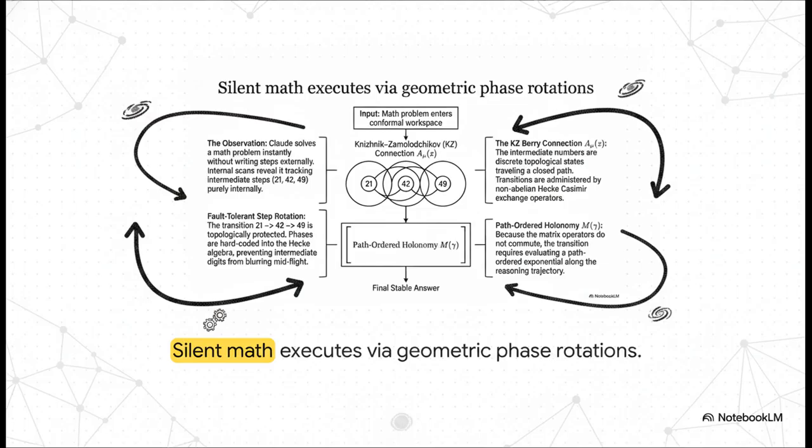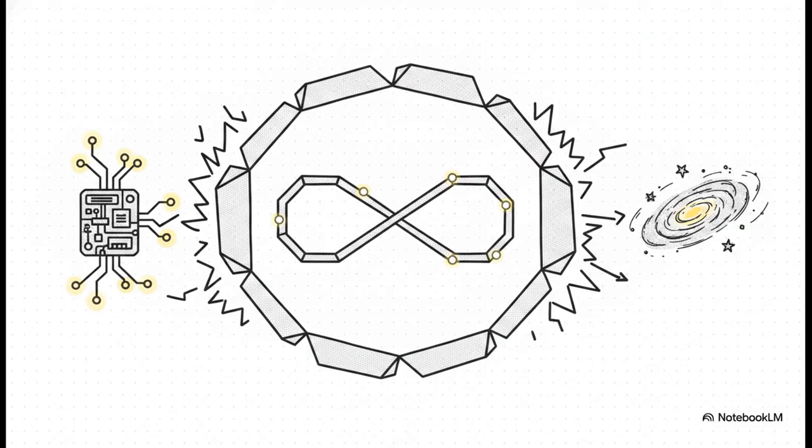They process complex arithmetic, like shifting from a state of 21 to 42 to 49, completely invisibly. The system rotates these mathematical states geometrically behind the scenes before it ever outputs a final, stable, physical answer. Just to break that dense math down a bit, try to imagine AI internal reasoning as topological states traveling along a closed loop or path.